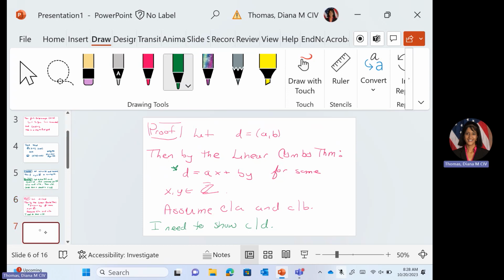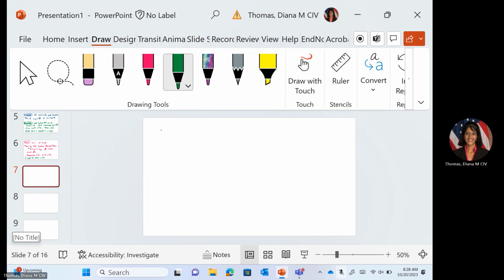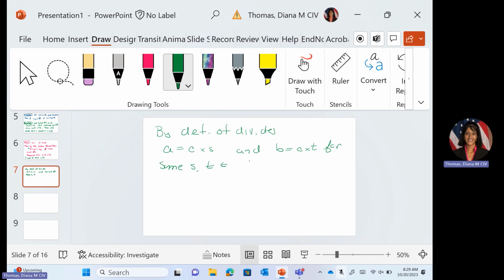Okay, so boom, let's go. By definition of divides, A is equal to C times S and B is equal to C times T, for some S and T belonging to Z.